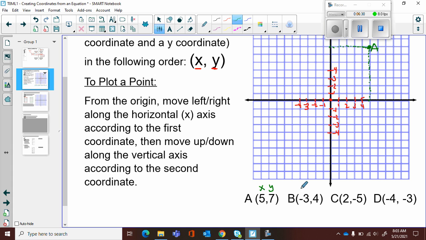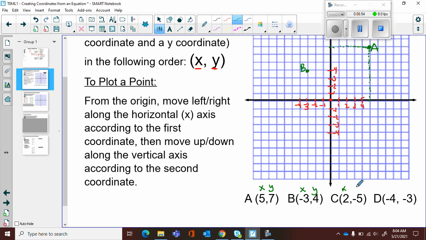Okay, so point B, again, we have an x, we have a y. Point B, I'm going to go -3 on my x-axis, which is 3 to the left. And then I'm going to go +4 on my y, which is up 4. 1, 2, 3, 4. You can see that it matches where the 4 is. So that would be my point for point B.